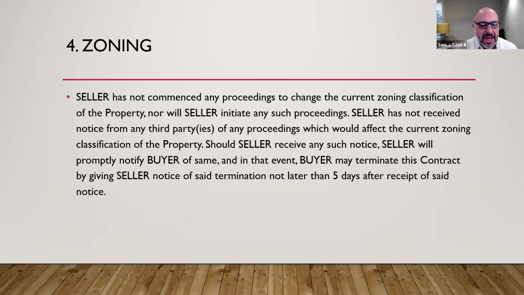Zoning. The seller has not commenced any proceedings to change the current zoning classification of the property, and they're not going to initiate any proceedings. They've got no notice that there's any zoning changes. If they do get a zoning change, this gives the buyer an out because the seller has to notify the buyer, and the buyer has 5 days to terminate. So note there's an out here if there is a zoning change. I've actually never seen this happen, but it is in your contract.